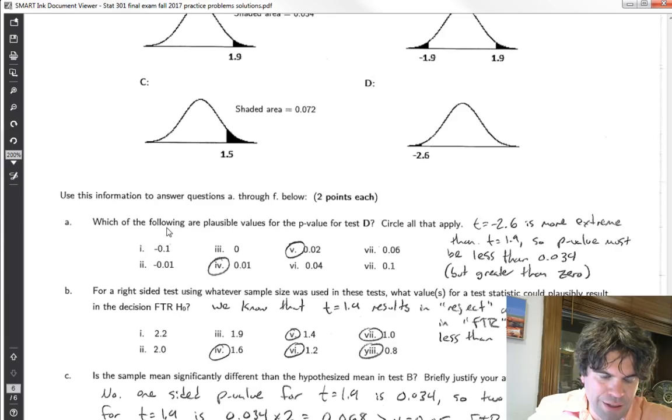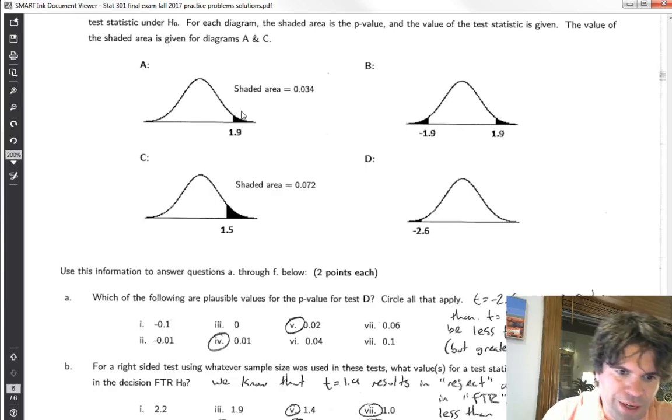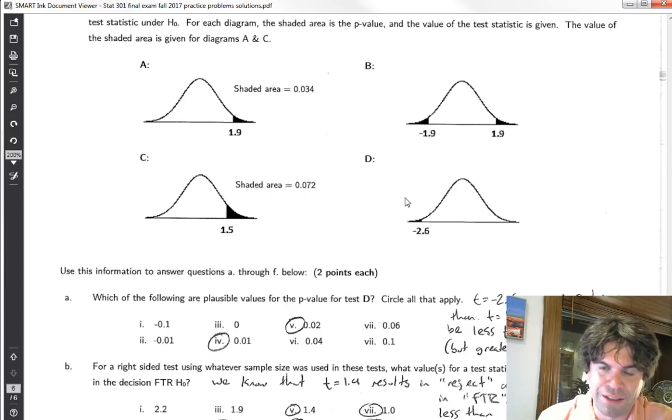And I want to know which are plausible for the p-value for test D. So that's D. This little area next to -2.6, what could that area be? Well, let's see what information we have. I know that the area next to 1.9 is 0.034. Now this is on the right side of the curve, and this is on the left side. It doesn't matter. This curve is symmetrical. So if the area next to 1.9 is 0.034, then the area next to -2.6 is less than 0.034, and you can see it just by looking too. So I need to pick the values that are less than 0.034. Those are 0.02 and 0.01.